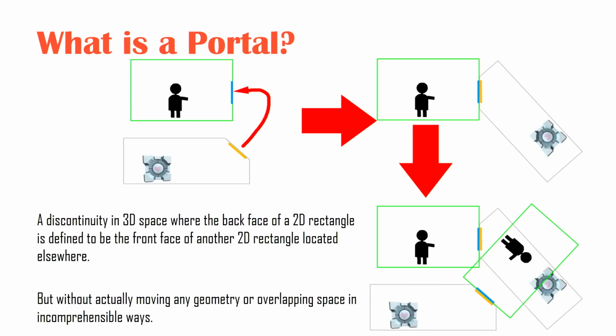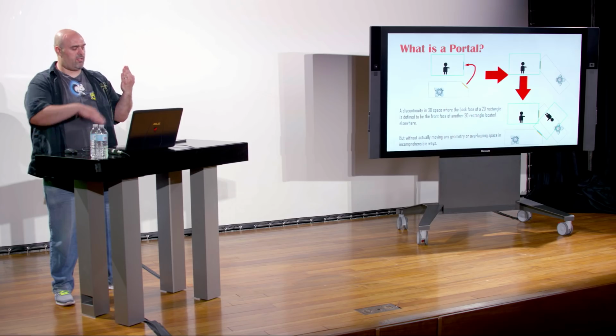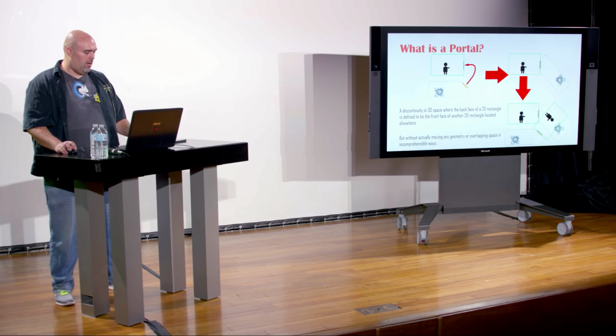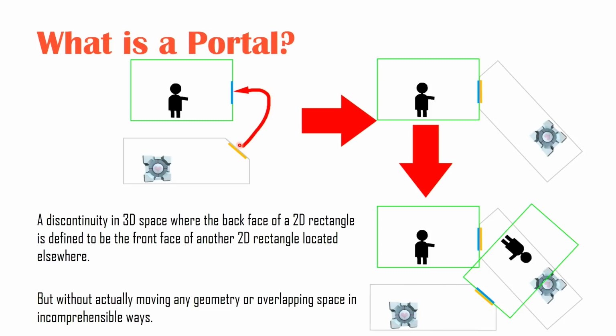A portal is a discontinuity in 3D space. It's a 2D discontinuity where we basically define a 2D rectangle somewhere in space, such that the back face of the 2D rectangle is defined as the front face of another 2D rectangle. So I've got my simple little example here of this blue portal and this orange portal. We're defining them to be back-to-back, which gets us this result over here. So from the perspective of this little portal guy, it should look like there's another room attached with a cube in it. But we're not actually moving 3D space at all, because otherwise, if we're trying to make sure that this perspective is true for both this guy and the cube, then you'd have this weird overlapping space that doesn't make any sense to anybody.